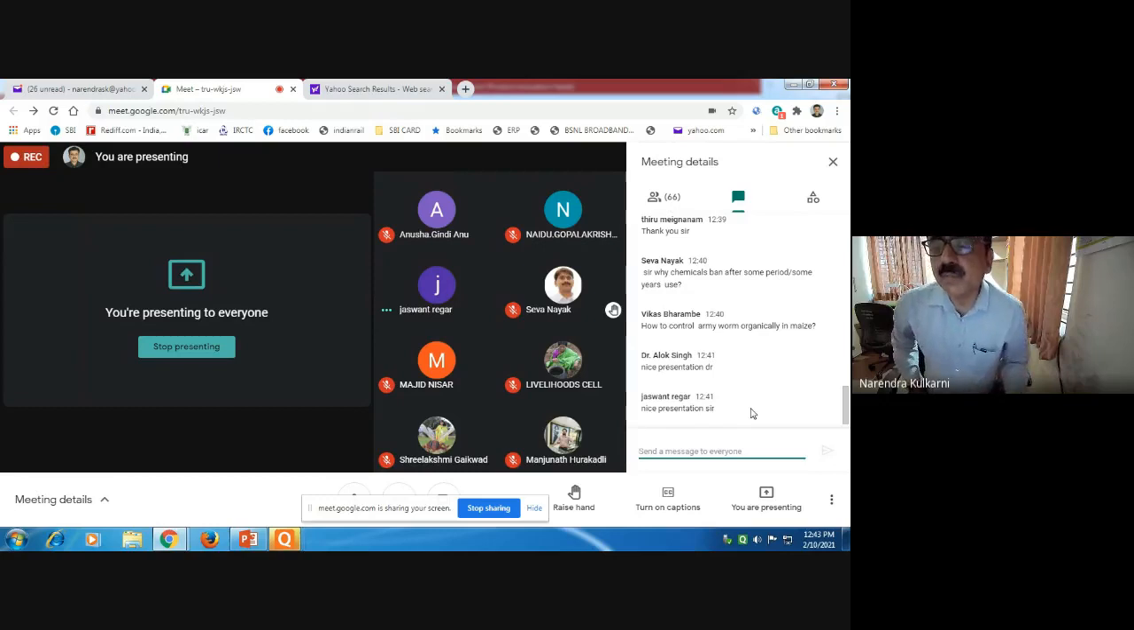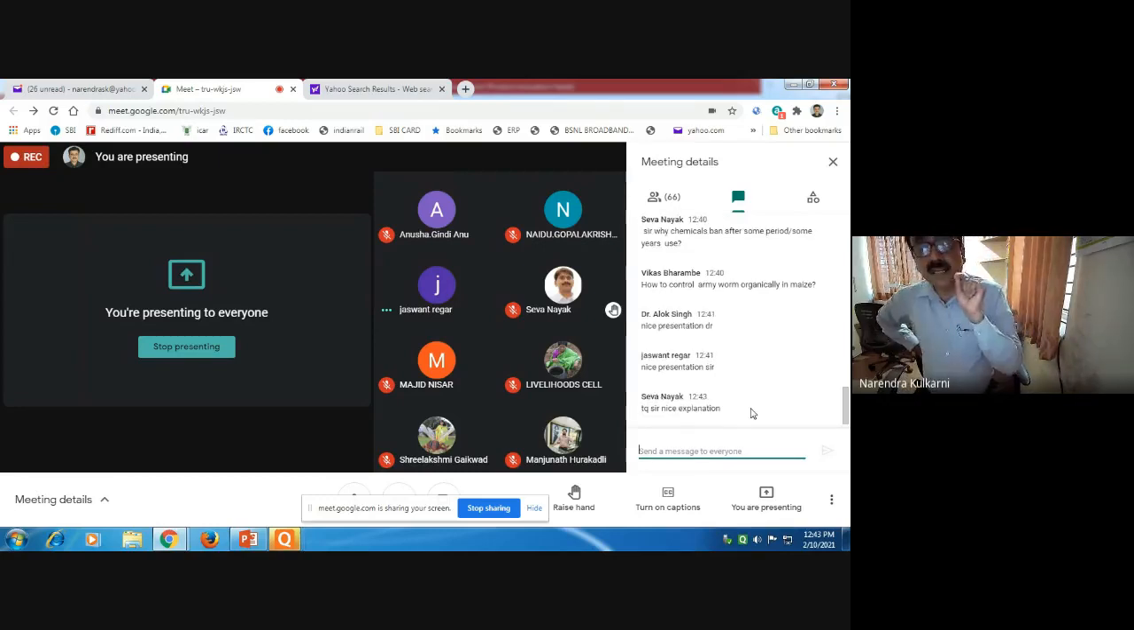How to control armyworm organically in maize? Good question. Organically in maize, it is possible. An excellent biological control agent is Metarhizium rileyi. Formerly it was called Nomuraea rileyi, but now the name is changed to Metarhizium rileyi. It is an entomopathogen, very effective, and available in commercial formulation from many universities and firms. It can be used at the rate of 2 gram per liter of powder formulation. It controls fall armyworm.